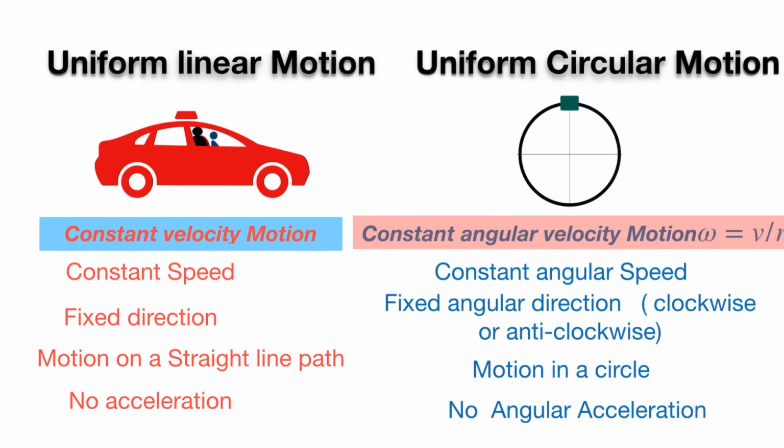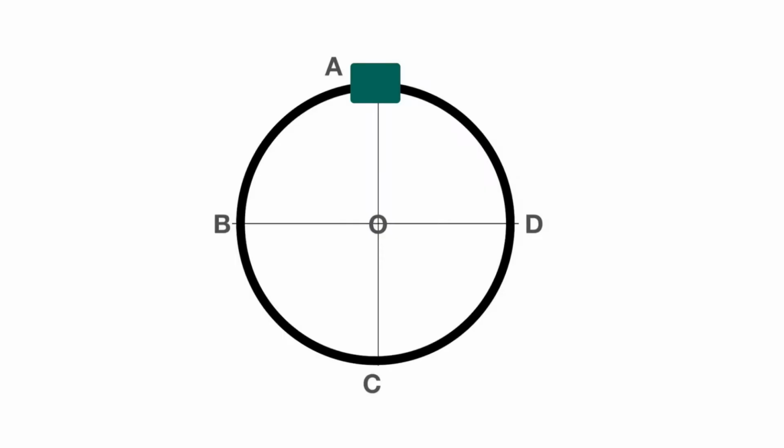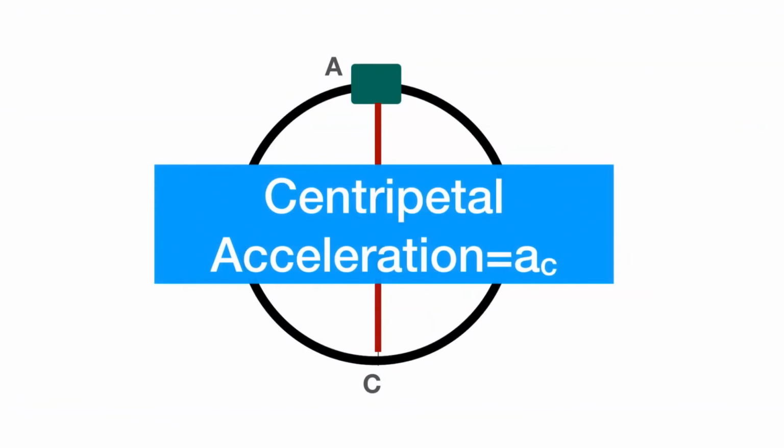But here constant angular speed omega doesn't mean the object is not accelerating. Although the object is moving with a constant speed in a circular path, its direction is changing every moment. This change in direction of velocity results in centripetal acceleration, which always works toward the center. It is important to note that if there is a circular motion, there is a centripetal acceleration. You cannot imagine any circular motion without centripetal acceleration.